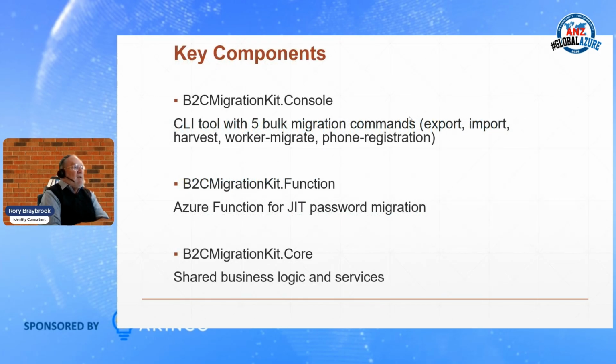So the 3 key components are a kind of rich set of CLI tools with 5 bulk migration commands. So export, import, harvest, worker migrate, and phone registration. And I'll discuss the last 3 soon. We've got the Azure function that I've just told you about. And there's a whole lot of PowerShell and C# and core services that are shared across the whole kit.